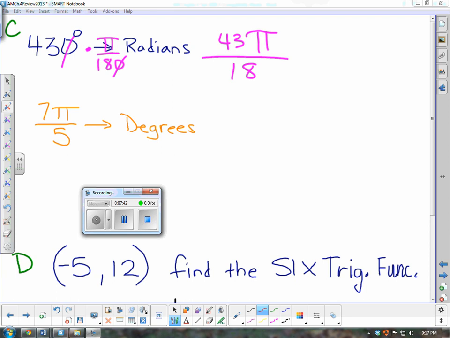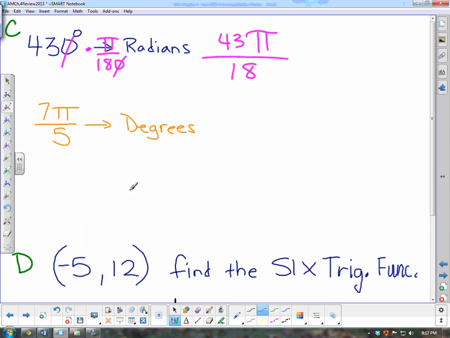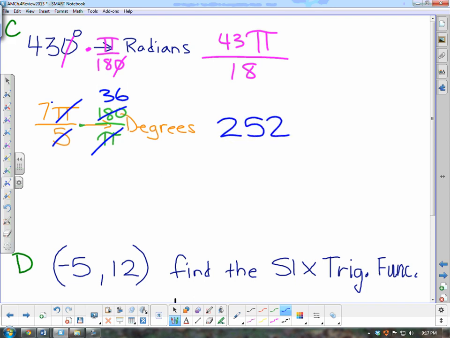All right then, moving on to 7 pi over 5, changing it to degrees. This time you have to multiply by 180 over pi. And the pi's can divide out. And I do believe that 5 goes into 180 36 times. And so then we have 7 times 36, which is 252 degrees.